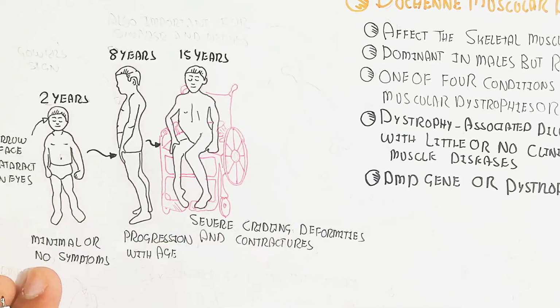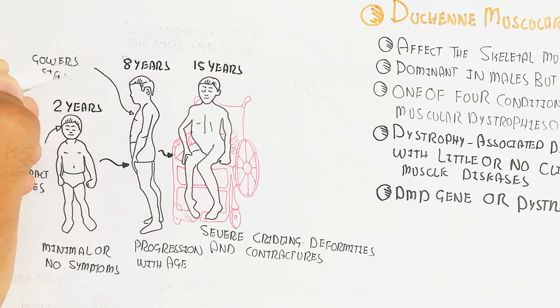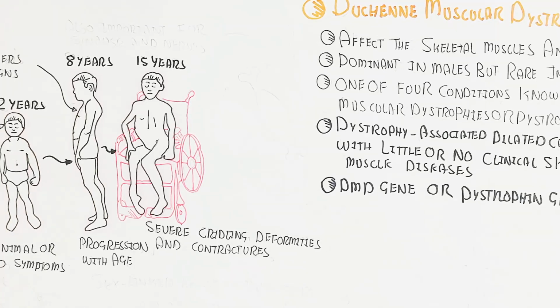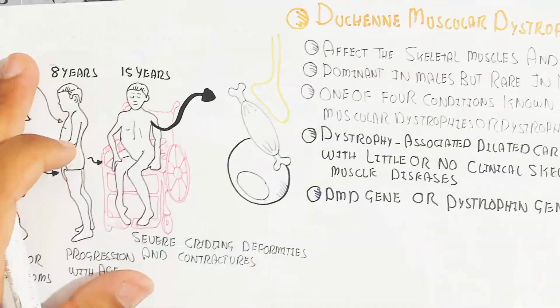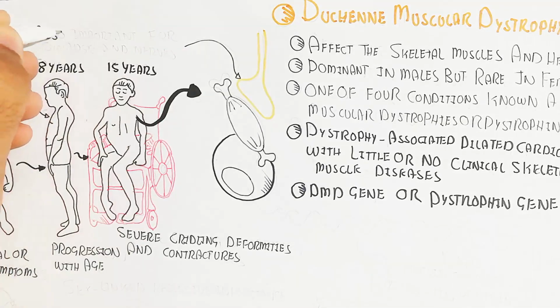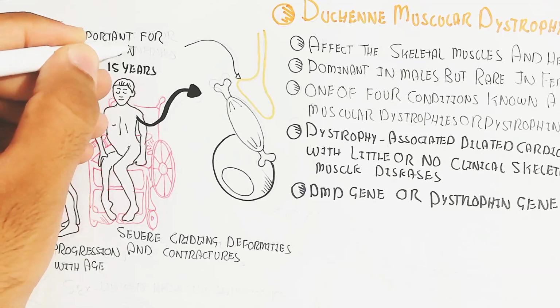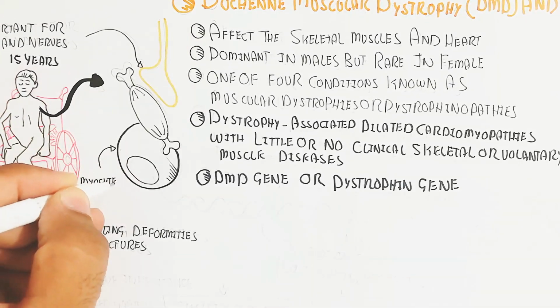At 15 years, the progression is severe, with cradling, deformities, and contractures. There is inability to move, and short stature is important. Wheelchair use follows. On the other hand, the synapse and nerves are also important, because the neuromuscular junction is also involved in Duchenne muscular dystrophy and Becker.